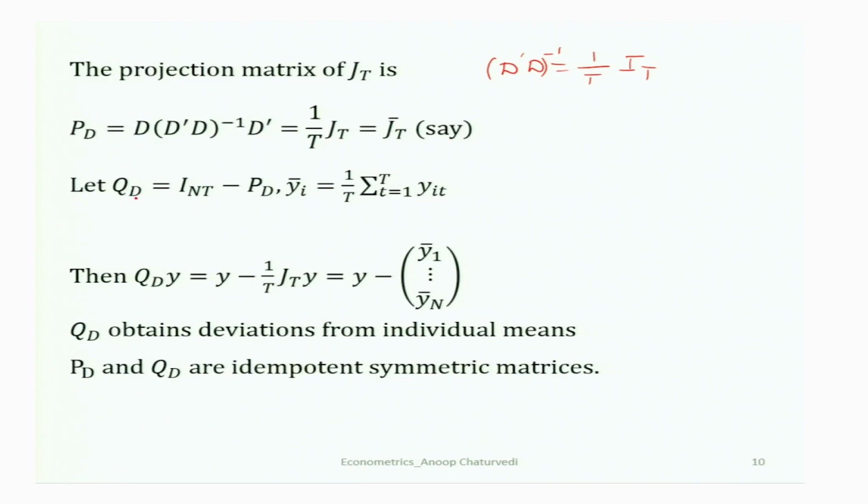Further, we take Q_D equal to I_nT minus P_D, and then y bar i is equal to 1 upon T summation t equal to 1 to capital T y_it. So, actually this y bar i is the mean of observations on y corresponding to the ith individual or corresponding to the ith cross section. So, this is actually the individual mean.